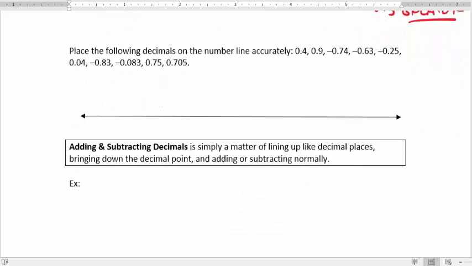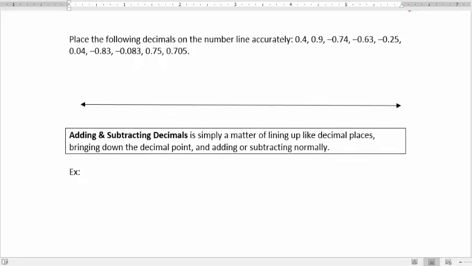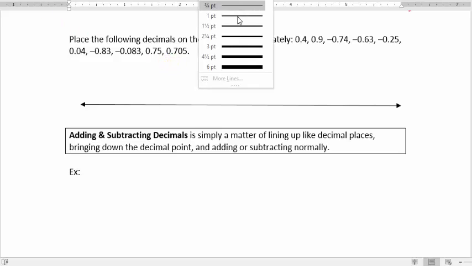So similar to what we had done with fractions, we're going to do the same thing with decimals, ordering them on number lines, placing them on number lines. But in a lot of cases, decimals are easier because you can usually just break them up into tenths, which is what's nice. So with this, what do I have? I have 0.4, 0.9, negative 0.74, negative 0.63, and so on. I don't have anything that's less than negative 1, and I don't have anything that's greater than positive 1. So everything is between negative 1 and positive 1.